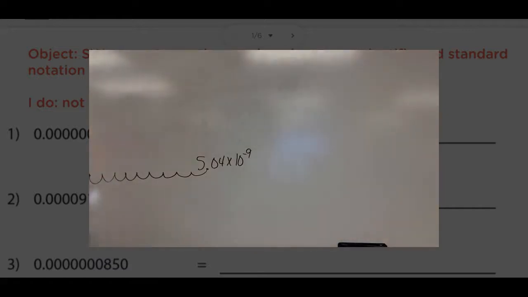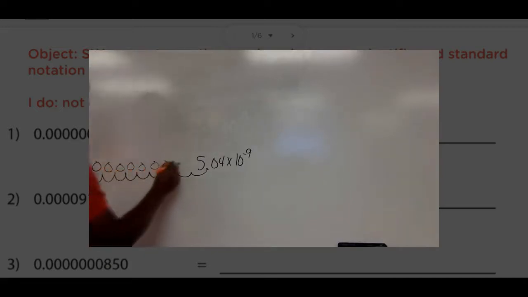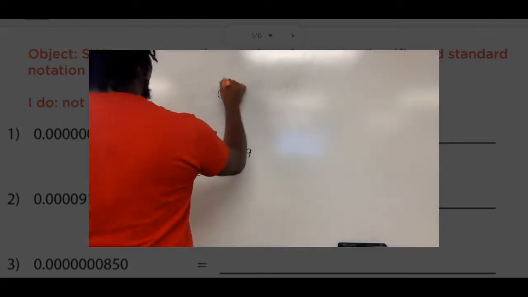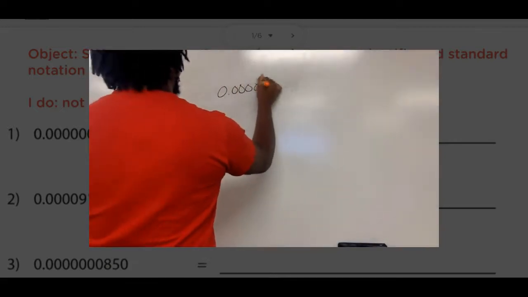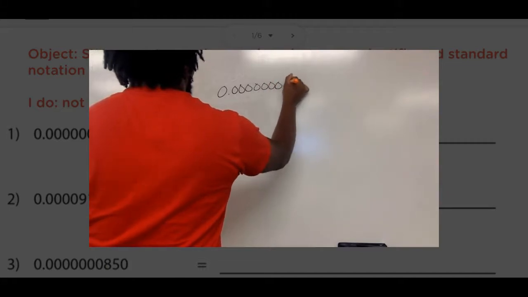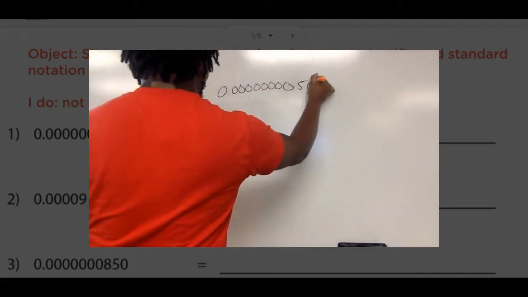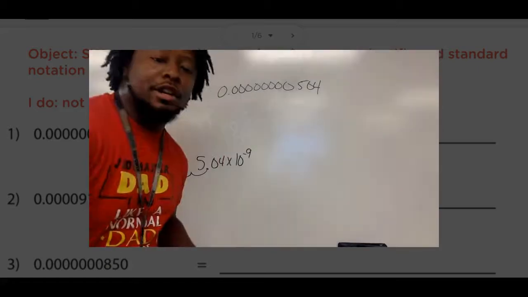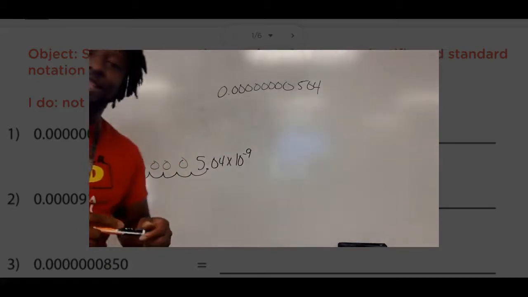9 times. 0 point. How many zeros? 1, 2, 3, 4, 5, 6, 7, 8. So there's 8 zeros. Our answer is 0 point, 8 zeros, and then we got 504. That's that 504.